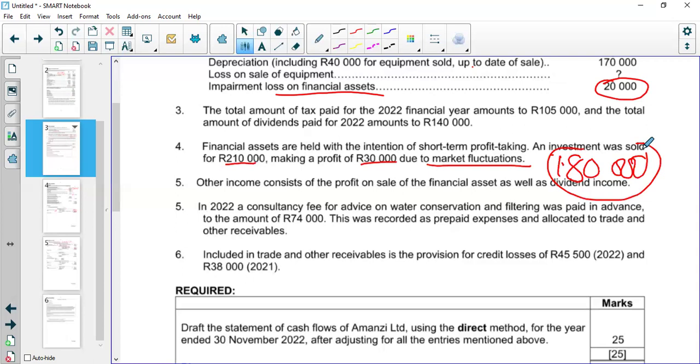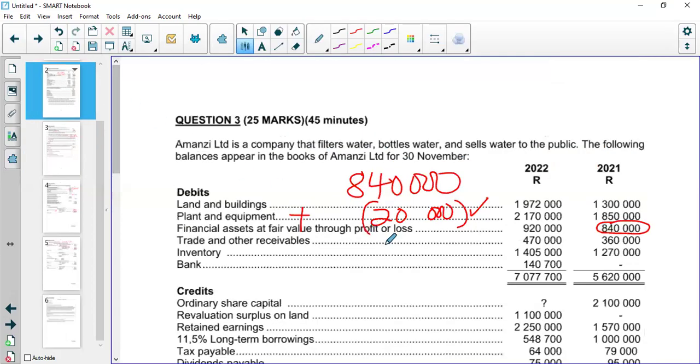So it means that it had a carrying amount of 180. And if we sell it for 210, that's how we can make a profit of 30,000. So this something which had a carrying amount of 180 at the beginning was also removed. So we come and remove something with a carrying amount of 180,000.